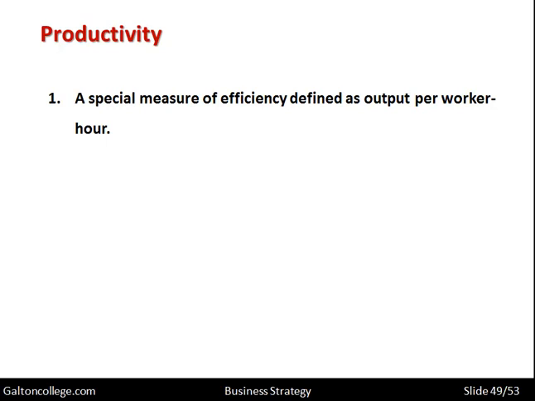Should we be talking about the output per worker per hour, or should we be talking about the output per machine per hour? Because sometimes the workers and the machines can't be separated. The machine needs the worker, needs the operator to make the machine work. Likewise, the operator, the worker, needs the machine, otherwise nothing will get done. So really we're talking about a combination of capital and labour to generate the output.